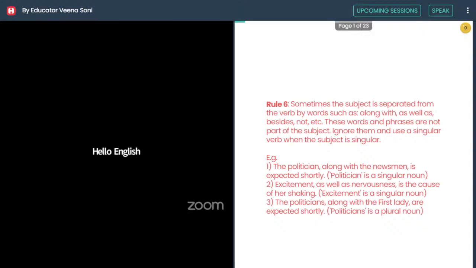So here it says the politician along with the newsman. So here we're talking about the politician here, which is politician is taking as a एक.